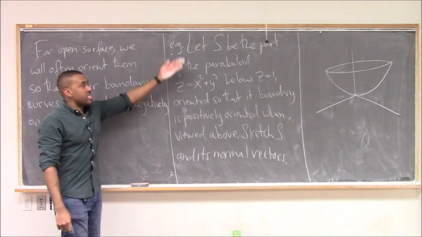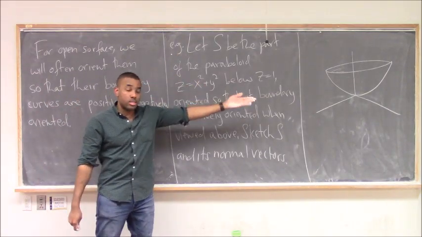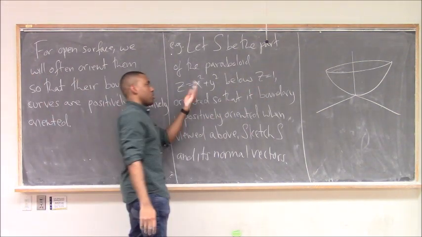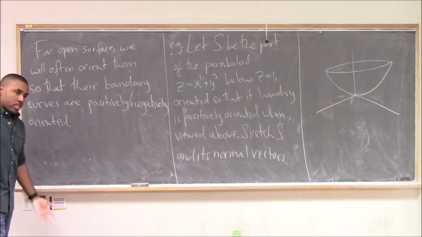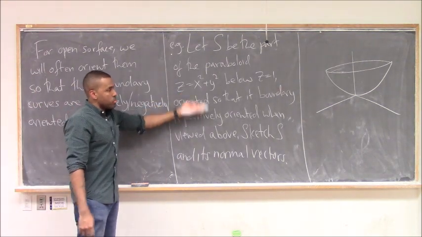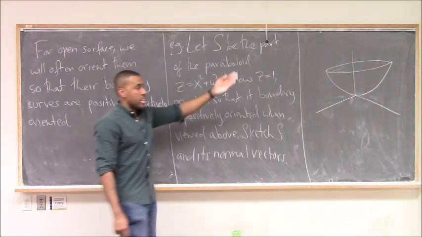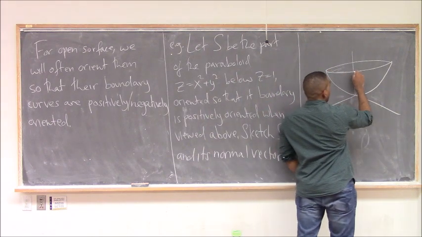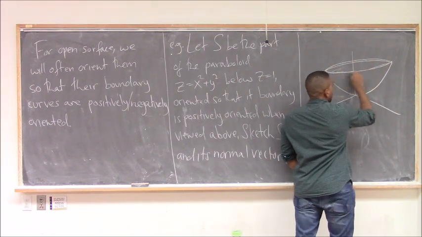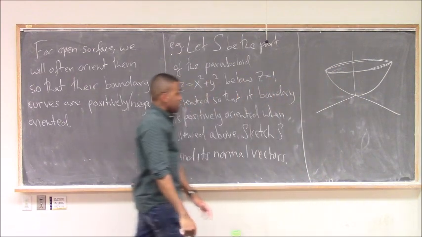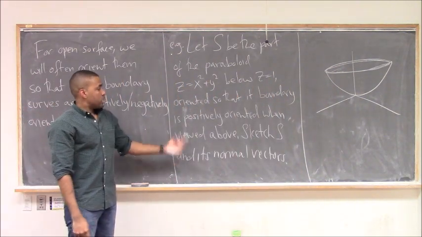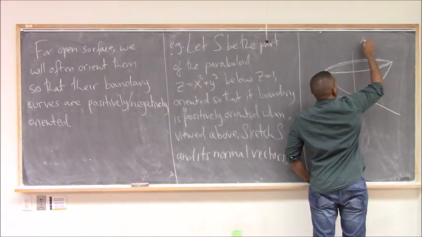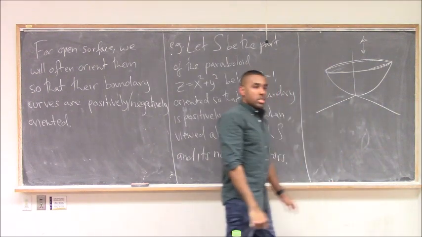I never said something like S is the boundary of the solid region bounded by this, or is comprised of this surface intersected with that surface. That's different, right? From me saying it's the part of this paraboloid that's below that. That's me saying an open surface. The boundary curve of this surface would be the circle that runs around the ring at the top, right? Now how this is described is that its boundary is positively oriented when viewed from above, meaning if you're looking down, you're seeing a positively oriented curve.